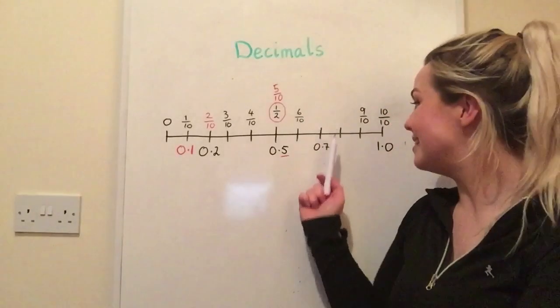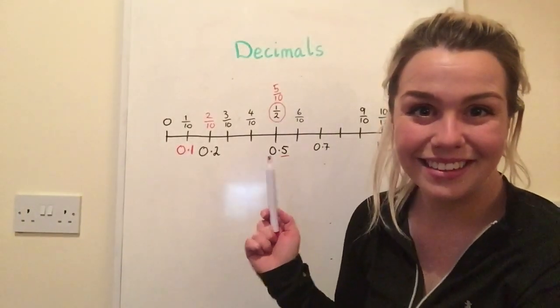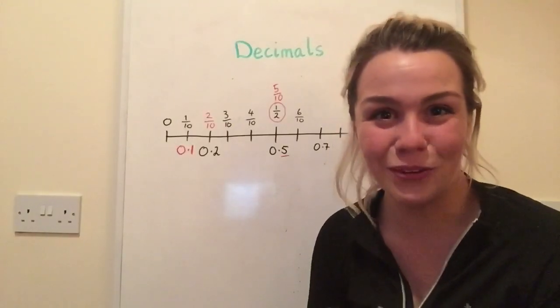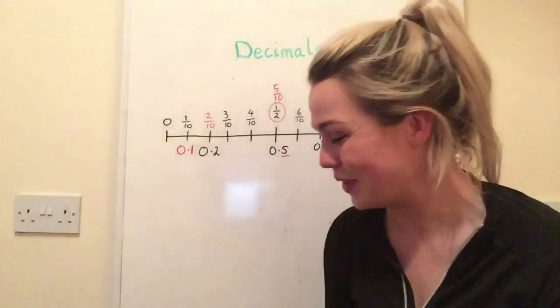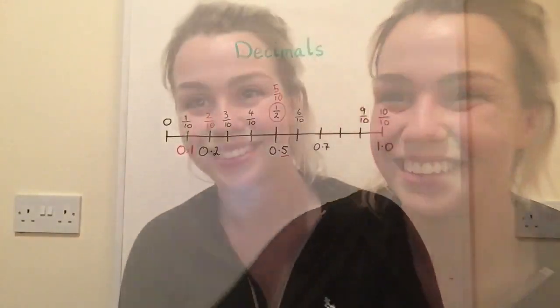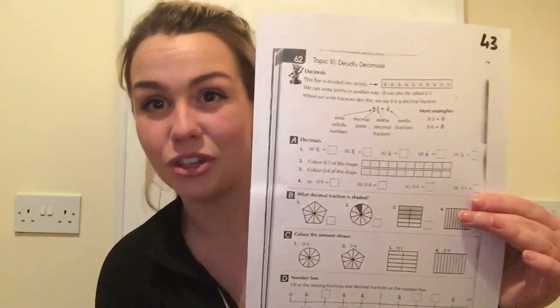0.6. Then 0.7 is the same as how many tenths? 7/10. And I'm going to stop there because I don't want to do the whole lot of work for you. I know you're working with me, but I want you to do this by yourself on the sheet. So your work today is quite straightforward. It's pretty much everything that we were doing on the board already.